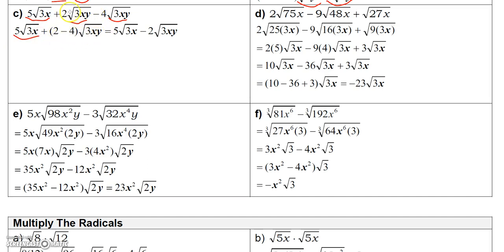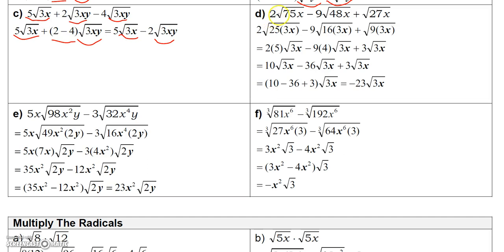And then on these two, we can factor the square root of 3xy out of that, and we're left with 2 minus 4, and 2 minus 4 is negative 2. So we have 5 times the square root of 3x, and then minus 2 times the square root of 3xy, again because these radicals are not like radicals, so therefore you're not able to combine those two terms. So that would be your final answer.